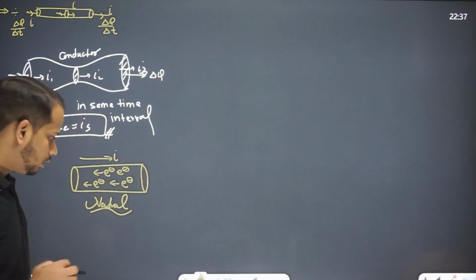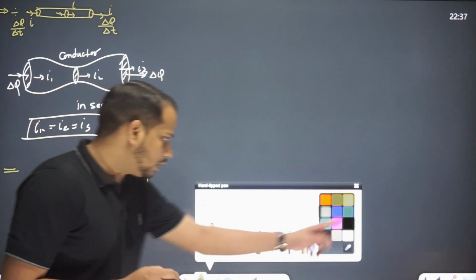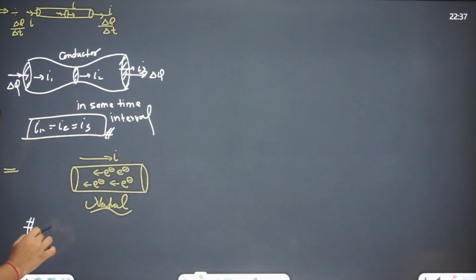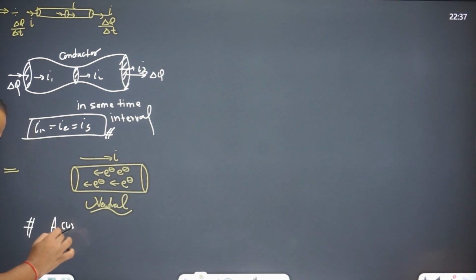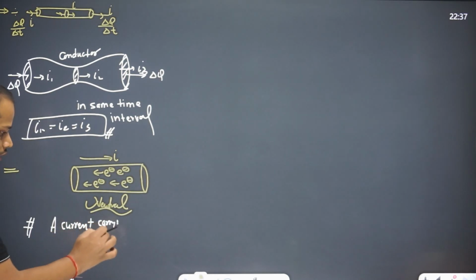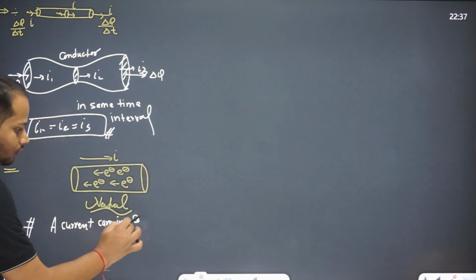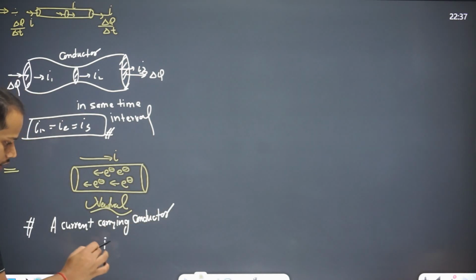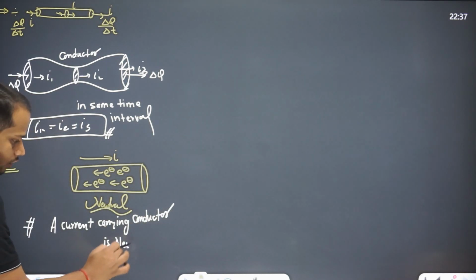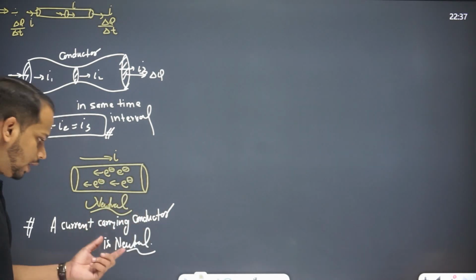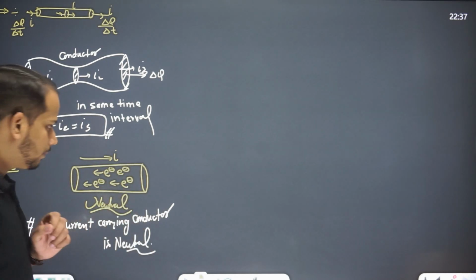Why is this neutral? I am just writing over here what we have to take from this: a current carrying conductor is neutral. A current carrying conductor is what? Neutral. Why are we saying the current carrying conductor is neutral?